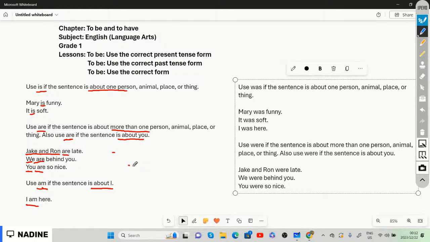So these words, which are is, are, and am, are used within the present tense form. The chapter is to be and to have.